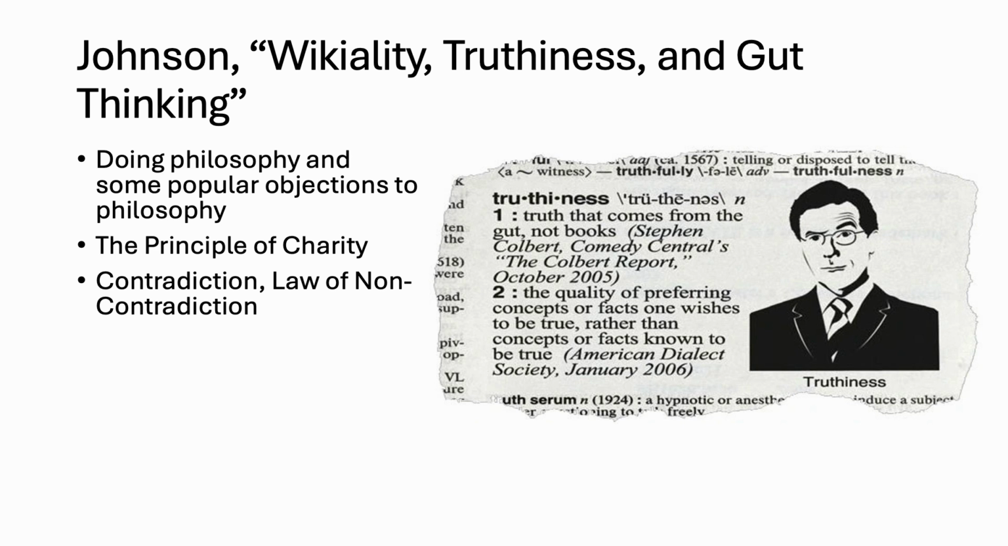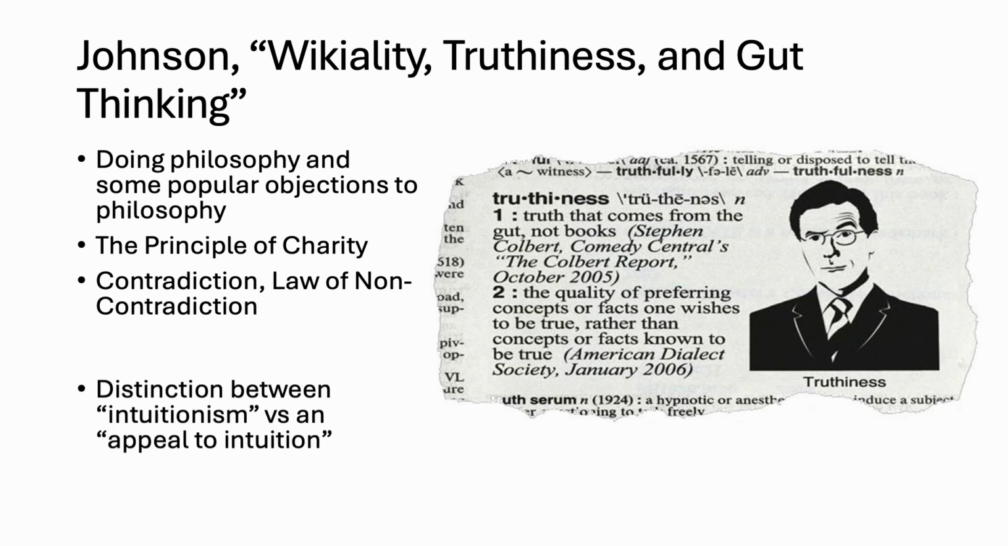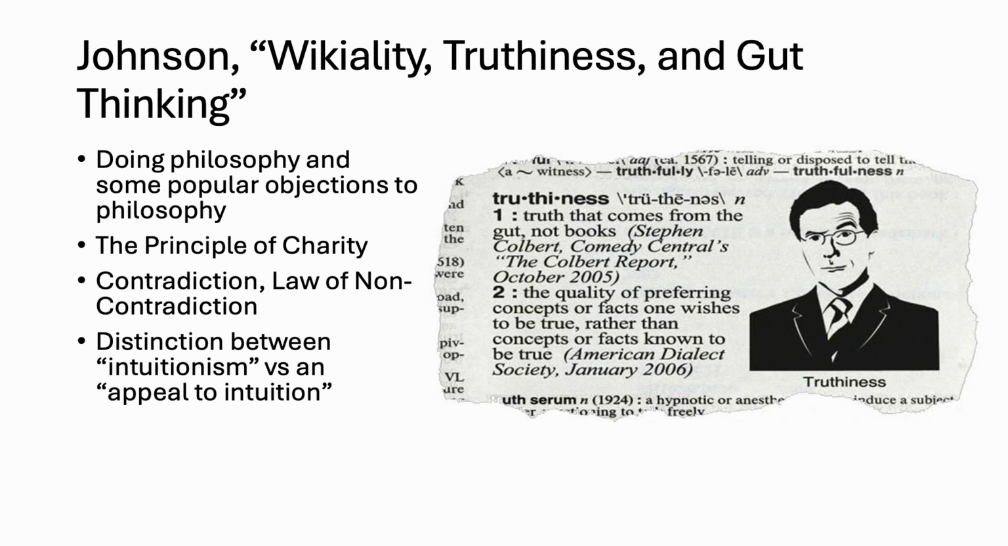As he goes throughout each of the main sub-arguments in that essay, what he's doing is relying on those principles. And so we're going to be using the idea of the law of non-contradiction all semester long, as well as the principle of charity. He's going to talk about a distinction between intuitionism versus what philosophers call an appeal to intuition, so be sure and pay attention to that. And then he's going to talk about relativism, truthiness, and gut thinking. Sometimes people object to philosophy because they think it's just relativistic or a form of truthiness or gut thinking. And Johnson's going to have a particular argument about that point. So be sure and pay attention to that.